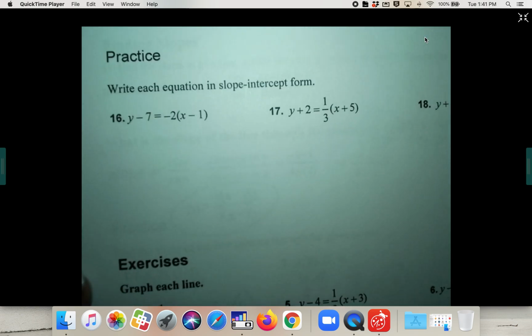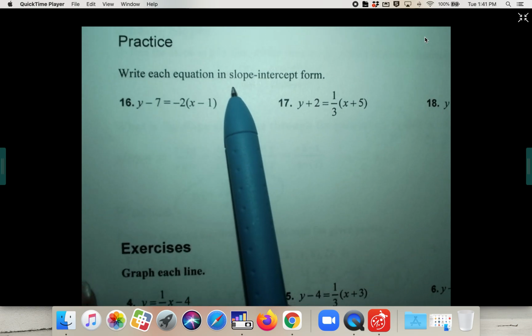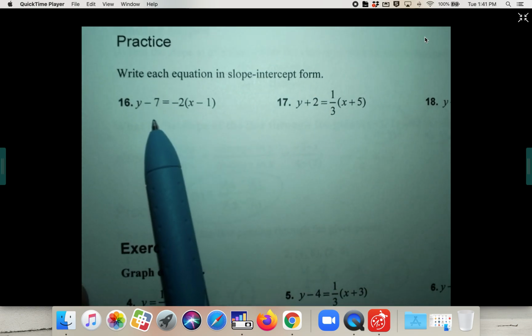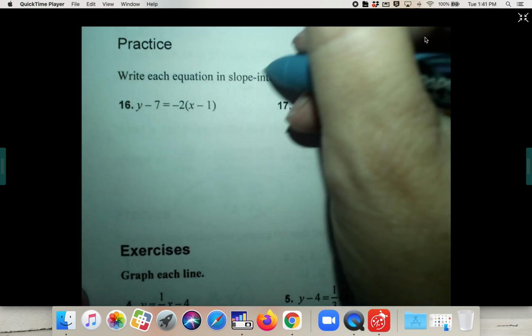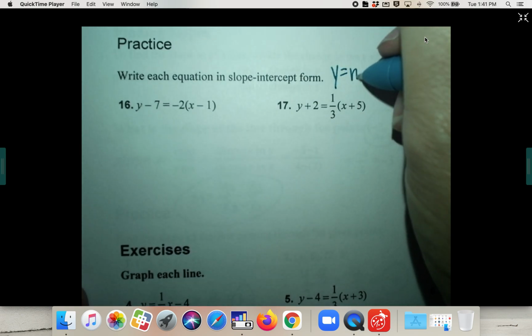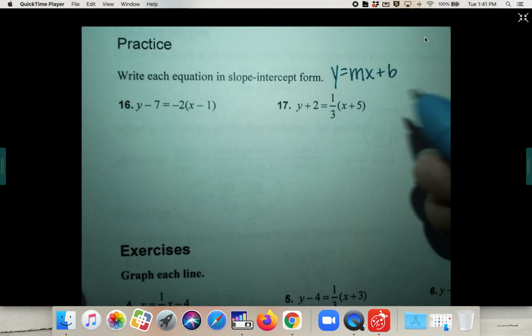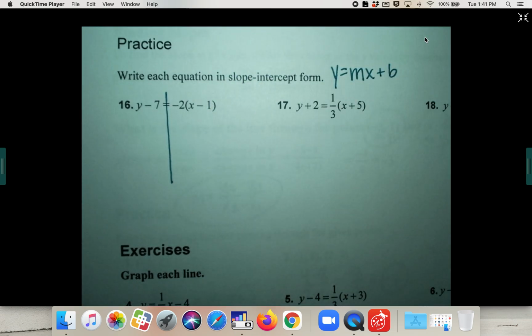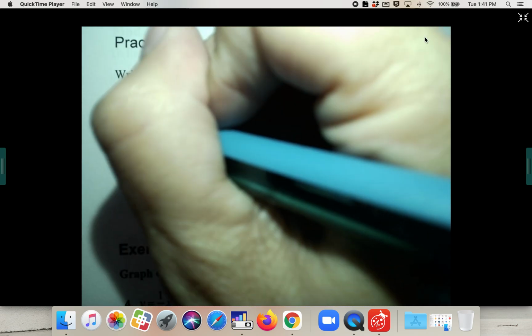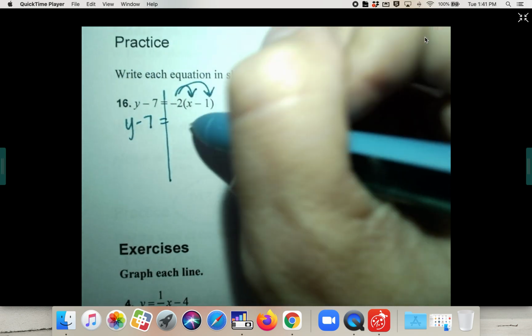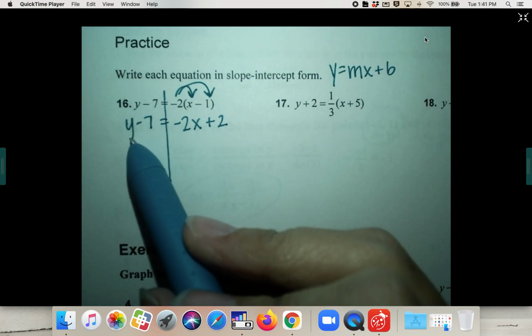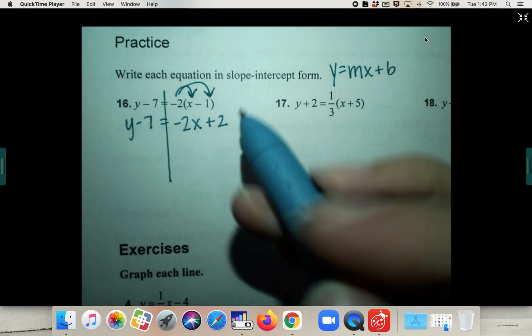All right. Now we're going to actually convert it into slope-intercept form. So these are in point slope form, and we're just going to make y by itself. So slope-intercept form is the y equals mx plus b. So I want y by itself. So I would start by distributing this. So y minus 7 equals -2x plus 2. And then we need y by itself, so we're going to add 7 to both sides.